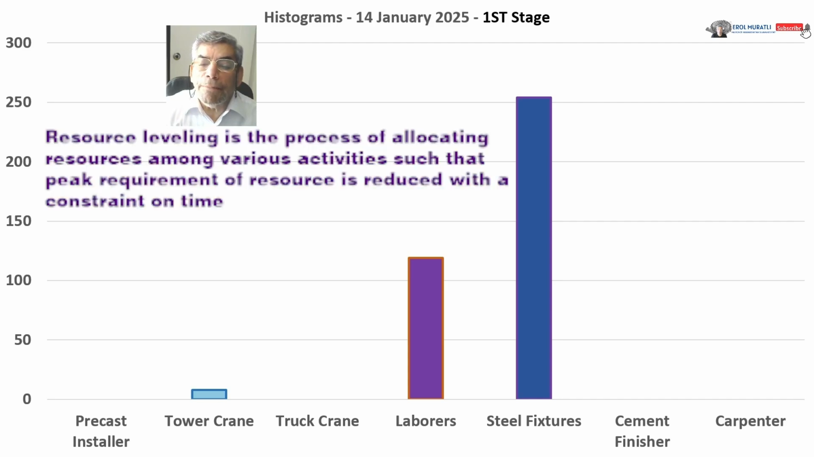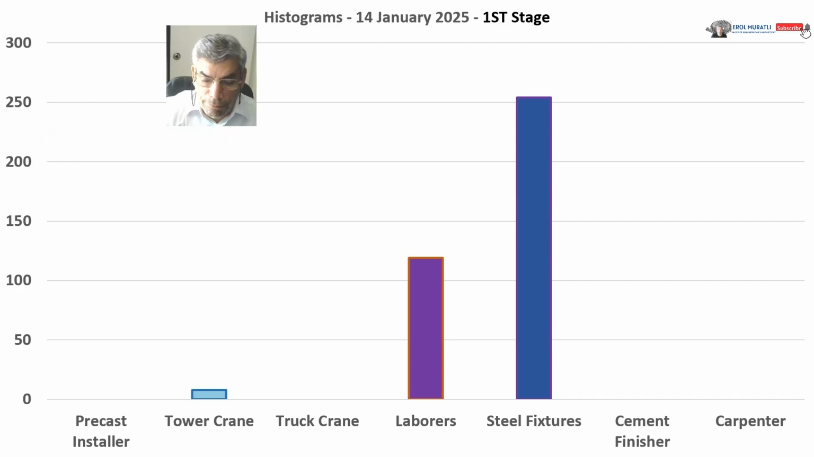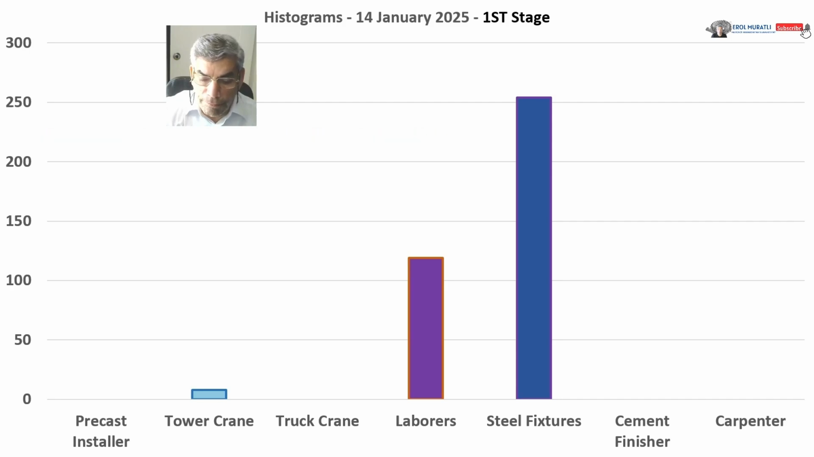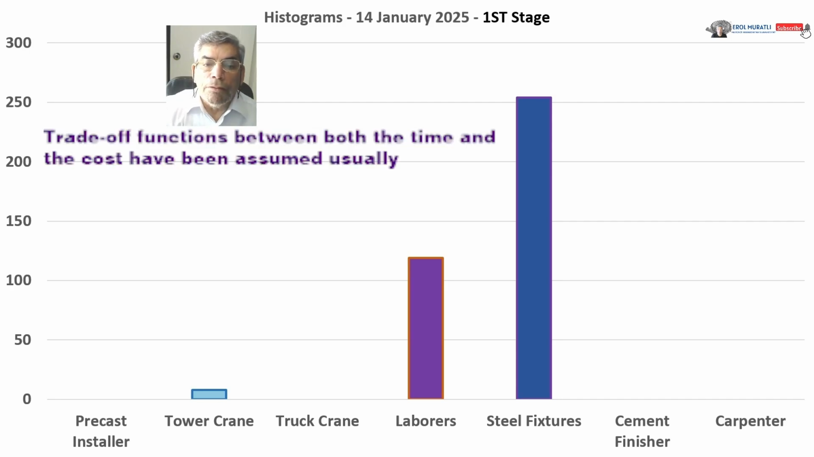Resource leveling is the process of allocating resources among various activities such that the peak requirement of resource is reduced with the constraint on time. Resource leveling is basically minimizing the variations in resource used during the project execution. Trade-off functions between both the time and the cost have usually been assumed.